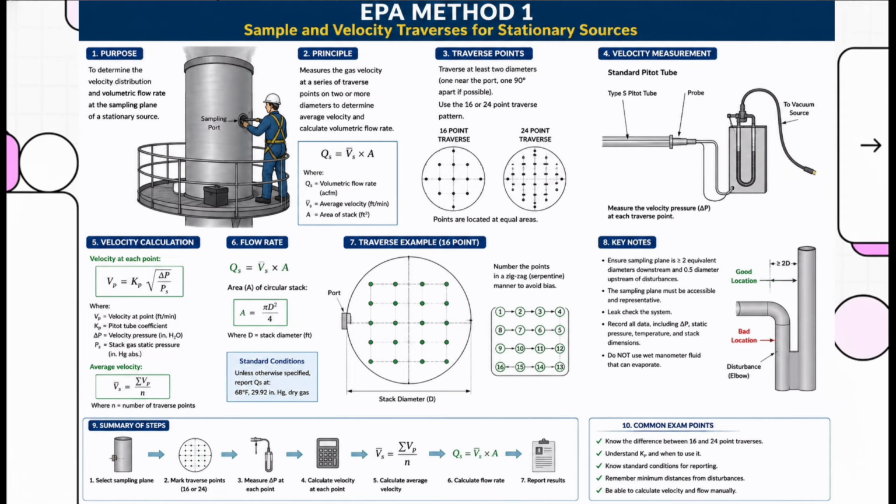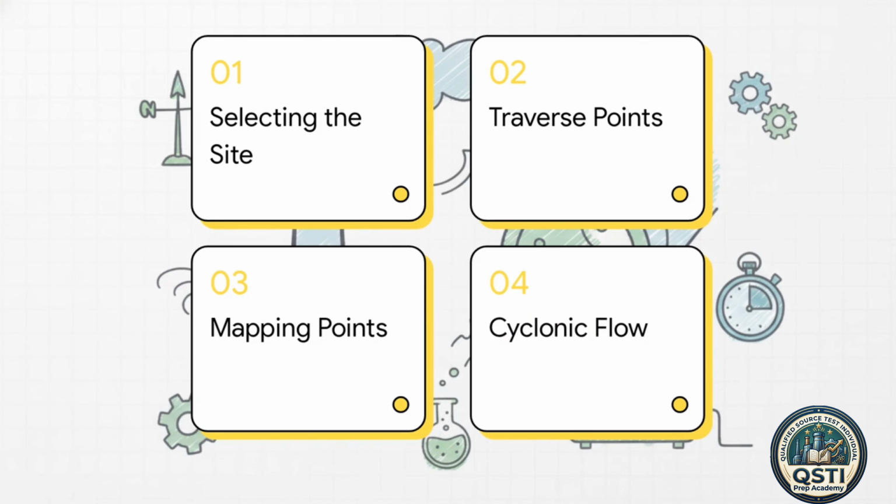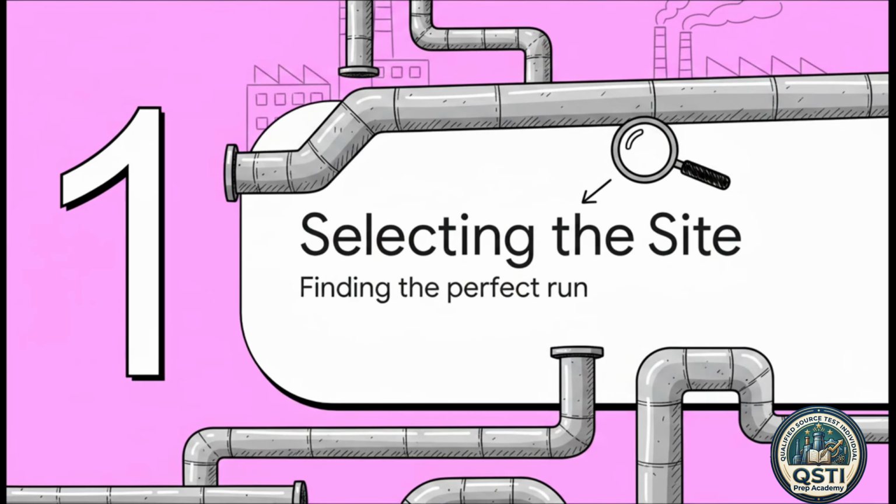Method 1 is the big overarching guide that gives us the green light for everything else we do up in the stack. All right, here's our game plan for today. We're hitting 4 core pillars: site selection, traverse points, mapping, and cyclonic flow. Let's get right into it. First up, Section 1, selecting the measurement site.